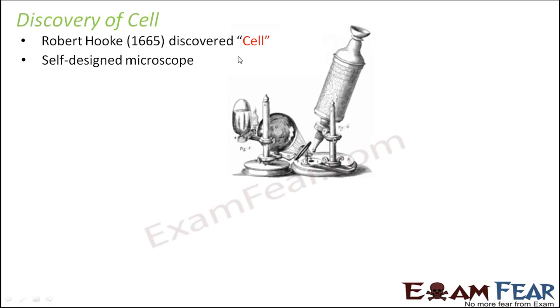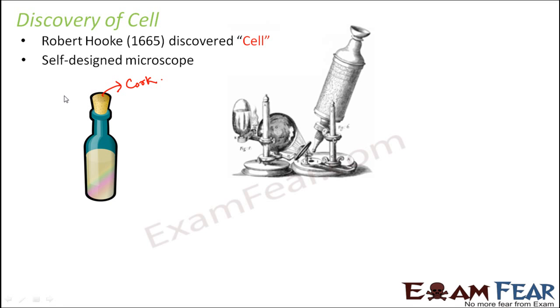Now this is how the self-designed microscope of Robert Hooke looked. So, out of his own interest, once he observed the cork. Cork is nothing but the bark of a once living tree. When the tree dies, this is how the bark looks. So this is a cork. He tried to observe this cork under the self-designed microscope, and then what did he find? This is how the cork looked.